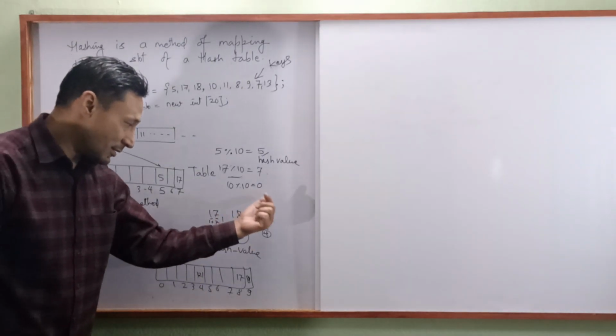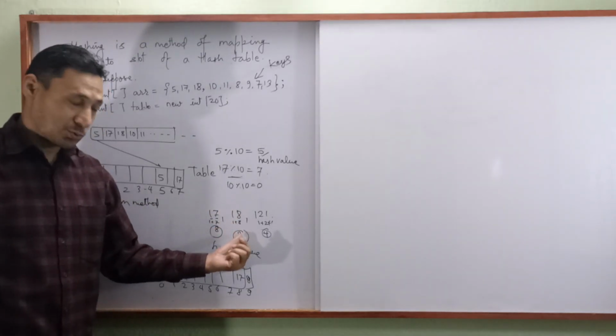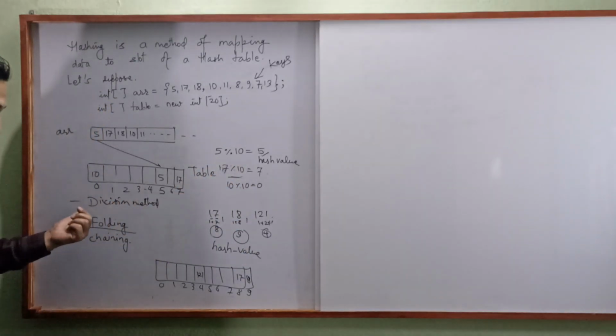That means we can find the elements in one single comparison. That is direct searching. So this is the basic idea behind hashing.